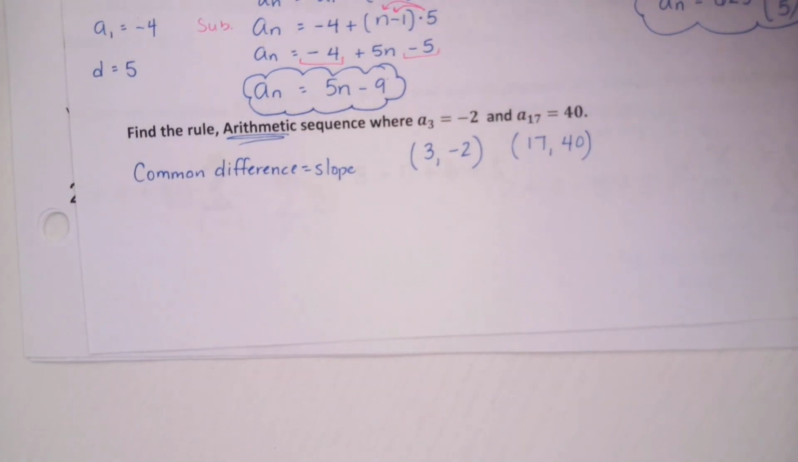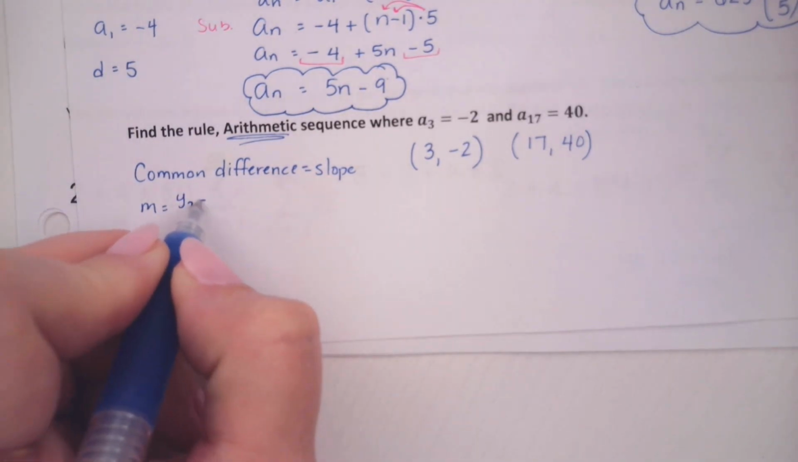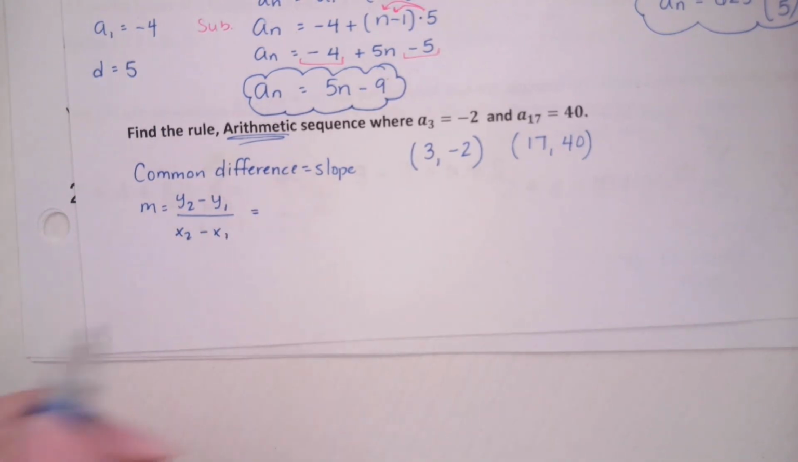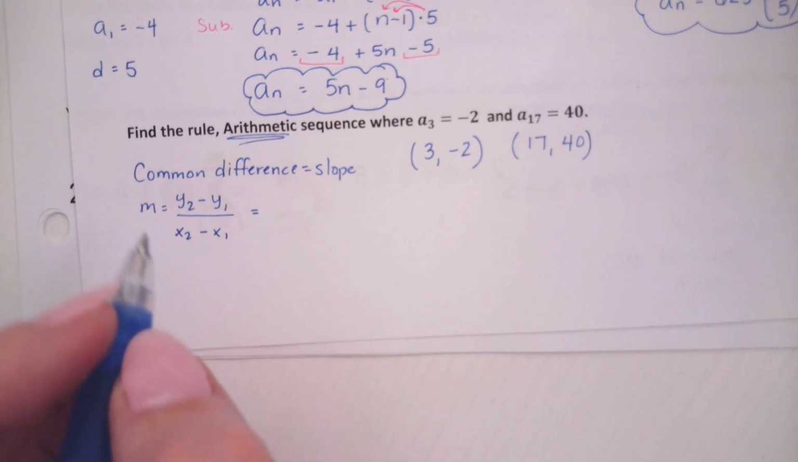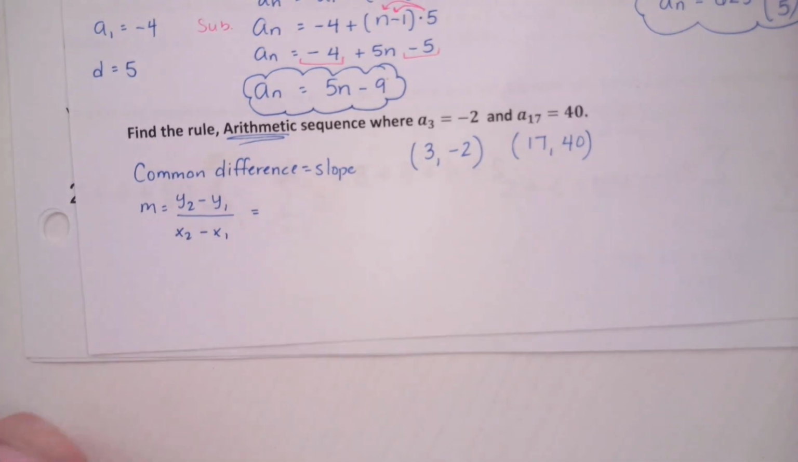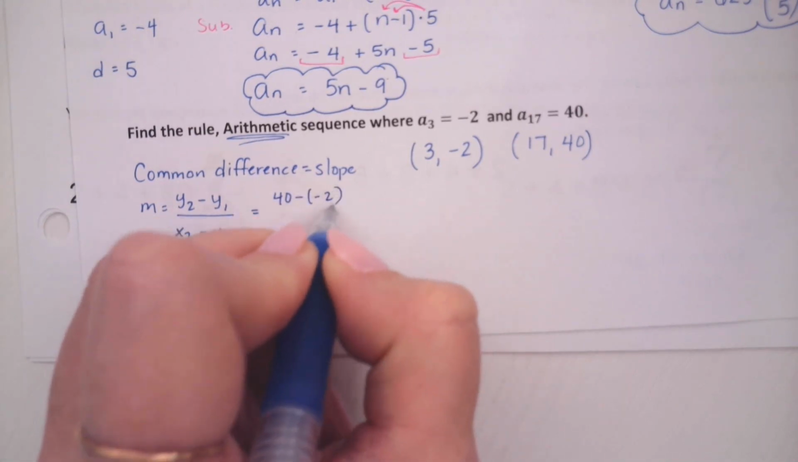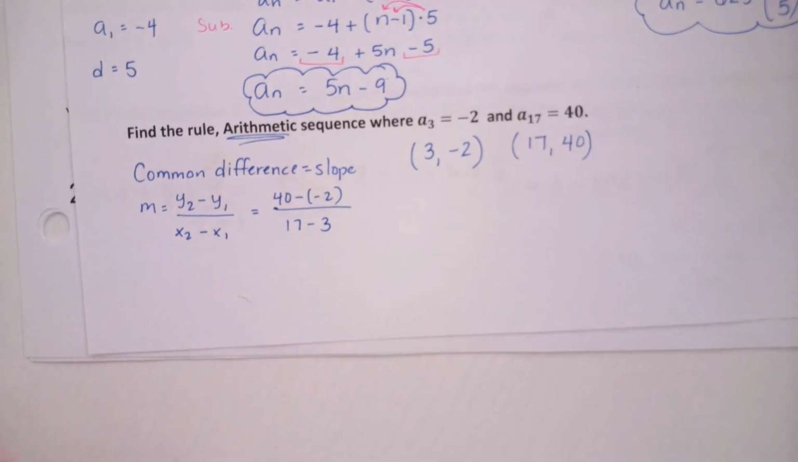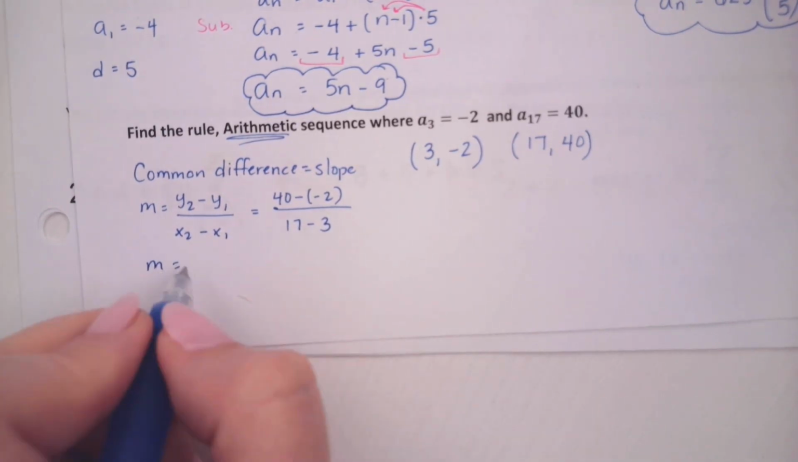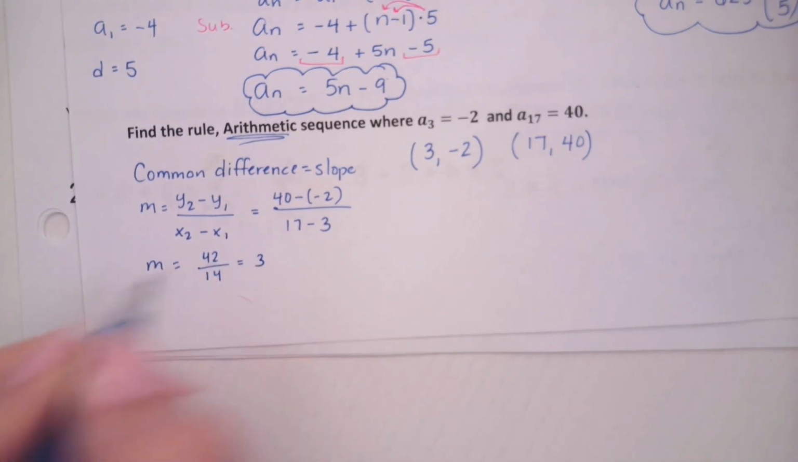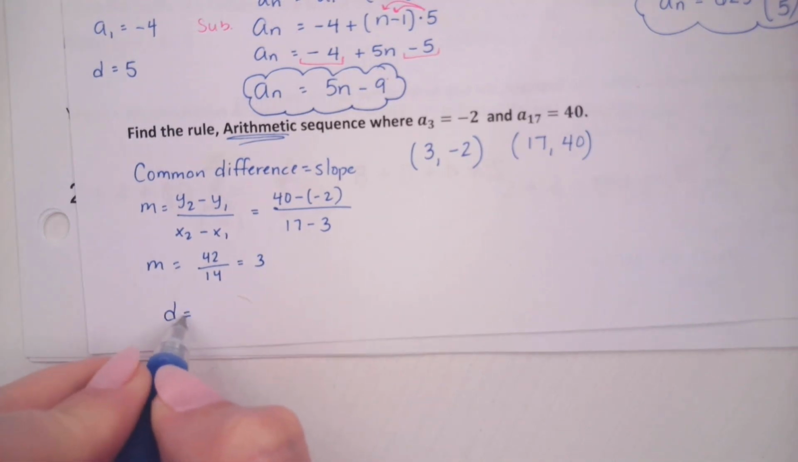Do you remember how to find the slope of 2 points? It's definitely not a distance formula. It's y2 minus y1 over x2 minus x1. Arithmetic sequences are linear. So we got 40 minus negative 2 over 17 minus 3. 40 minus negative 2 is 42. Divided by 14 is 3. So again, this is our common difference. Our common difference is 3.